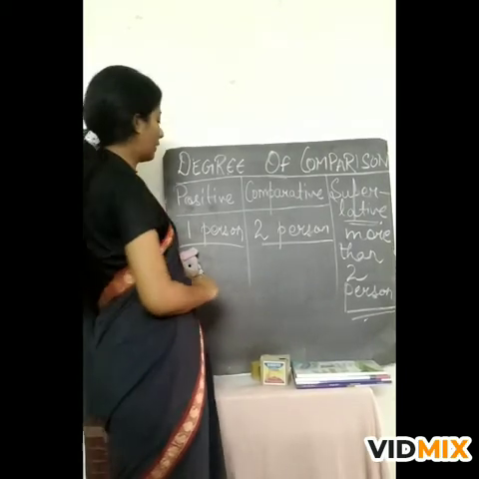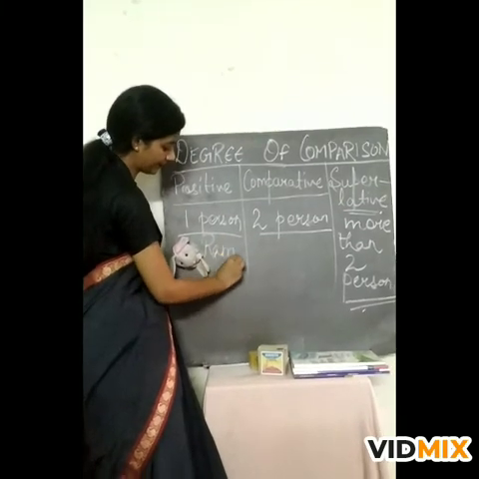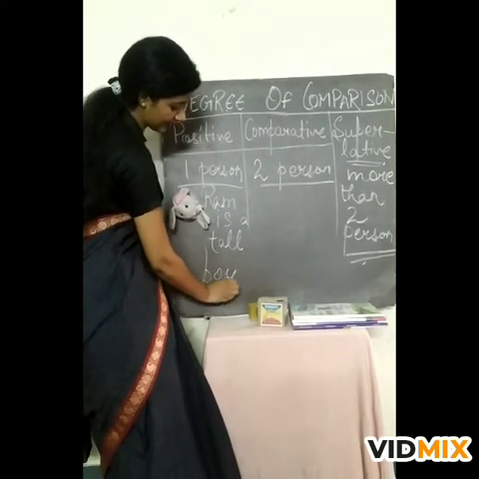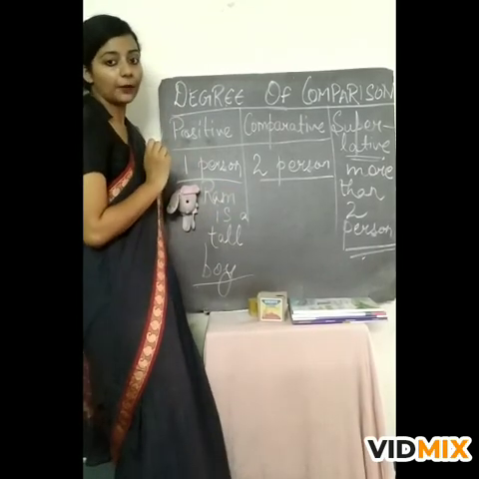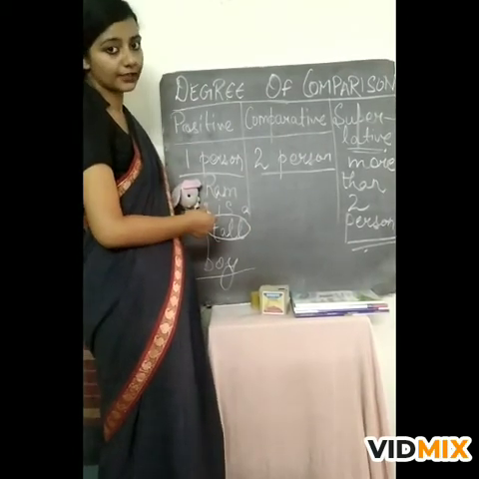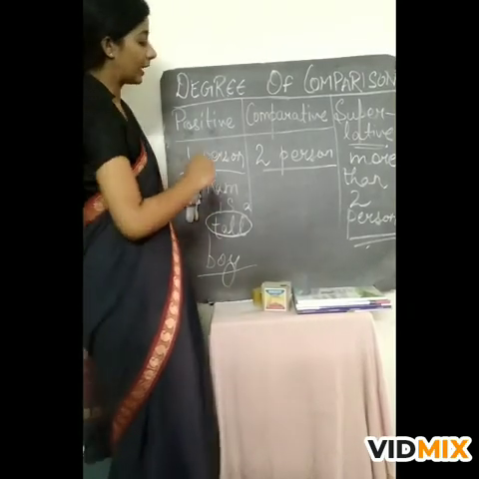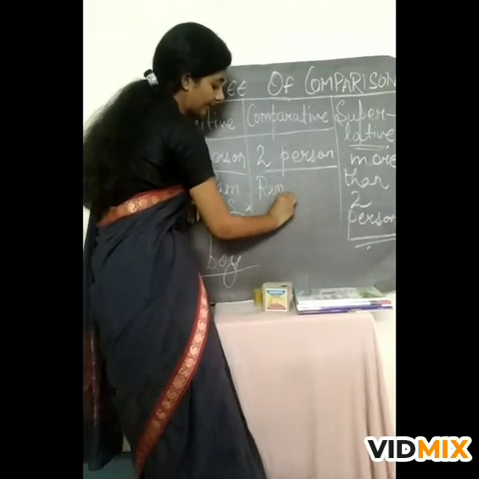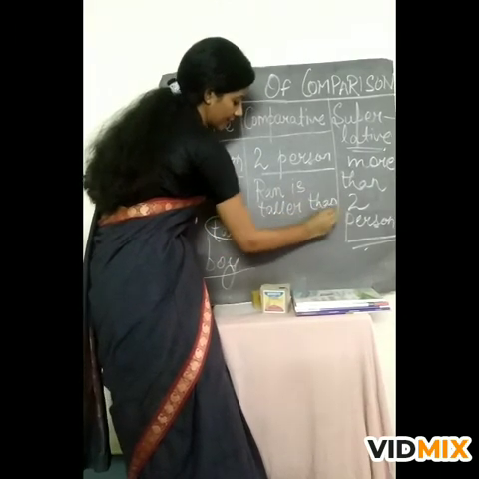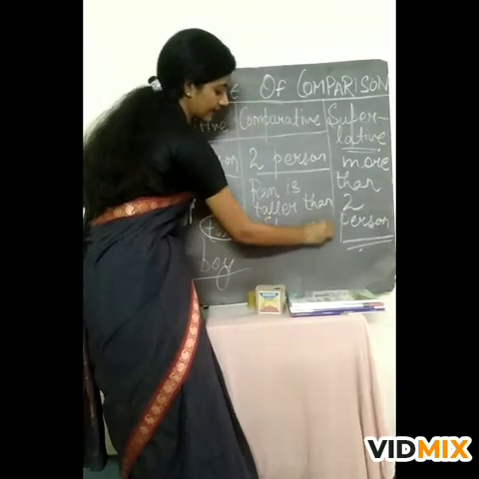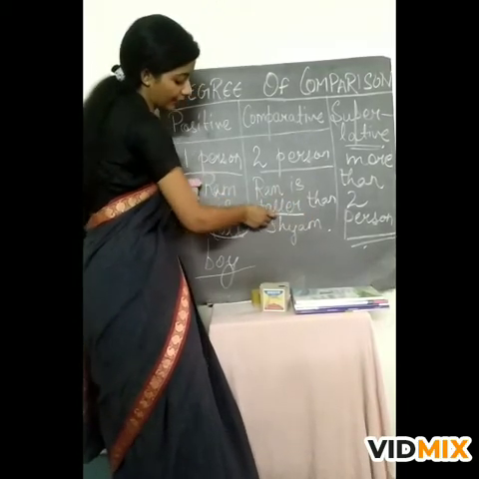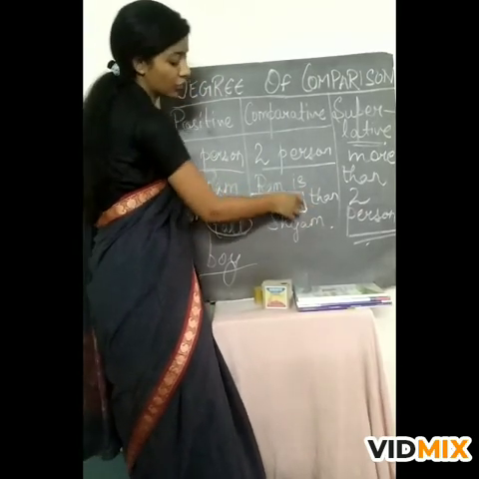Let us take an example. For example, Ram is a tall boy. In this, the description about Ram is that he is a tall boy. So, tall will be the adjective. And which kind of adjective? It will be an adjective of quality. The next will be, Ram is taller than Shyam. In this sentence, we are comparing two persons, that is Ram and Shyam. So, what is the comparative degree of comparison? It will be taller. Okay.